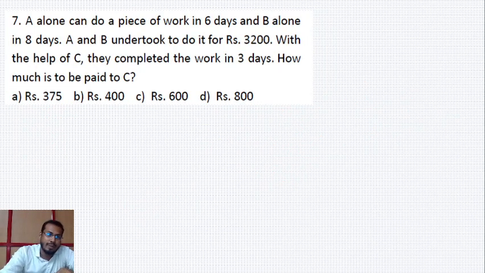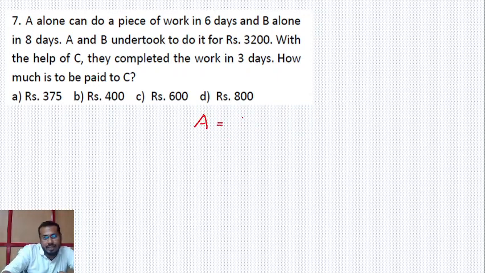And let's move to the next one. A alone can do a piece of work in 6 days and B alone in 8 days. A and B undertook to do it for rupees 3200. With the help of C, they completed the work in 3 days. So already we have seen this kind of question.